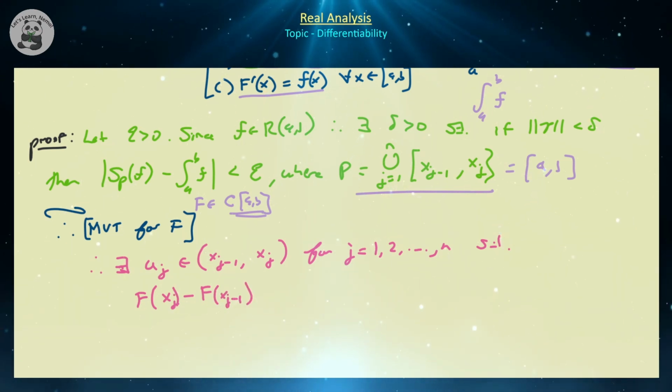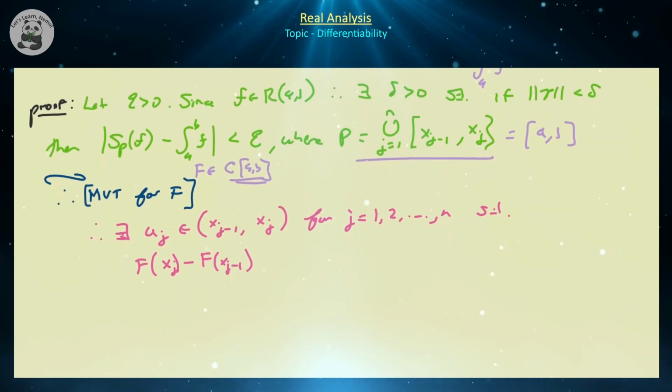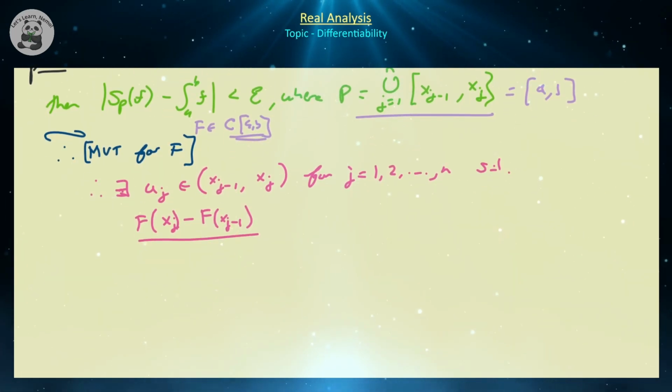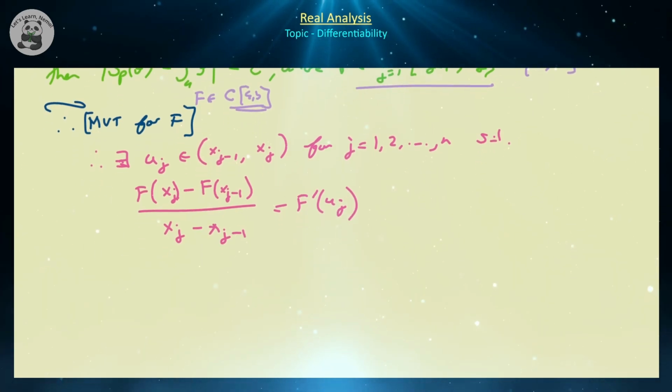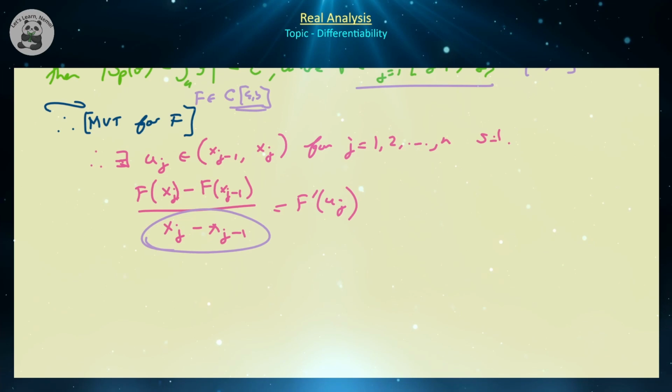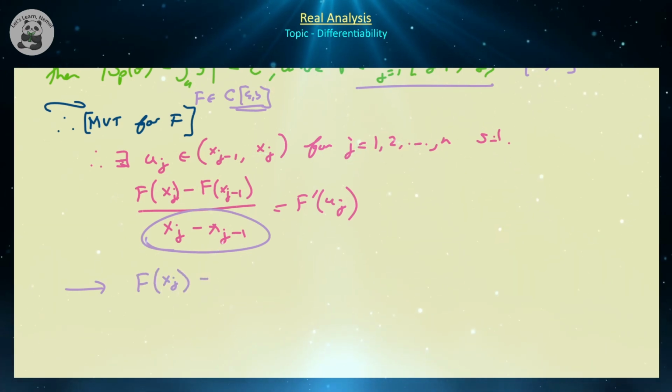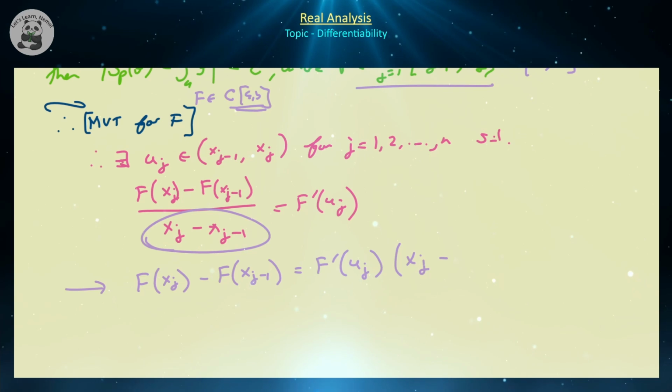over x_j minus x_{j-1} will be equal to the derivative. So this is going to be equal to capital F prime of u_j. This is just the mean value theorem in disguise. Once I multiply both sides by this number, keep in mind these numbers cannot be equal to each other since the partition subintervals must be nonempty, we're going to have F of x_j minus F of x_{j-1} equal to F prime of u_j times (x_j minus x_{j-1}).